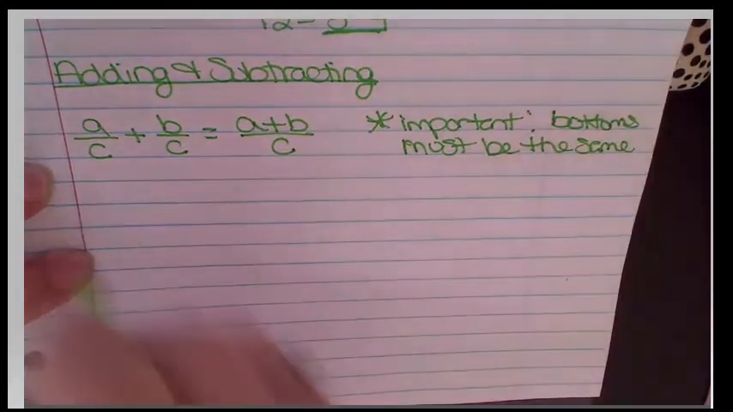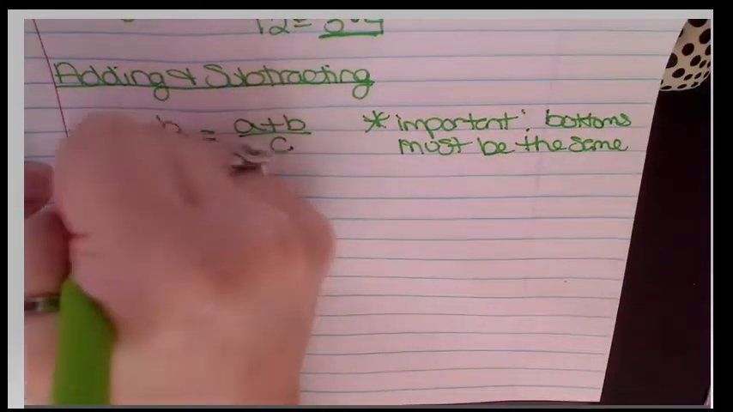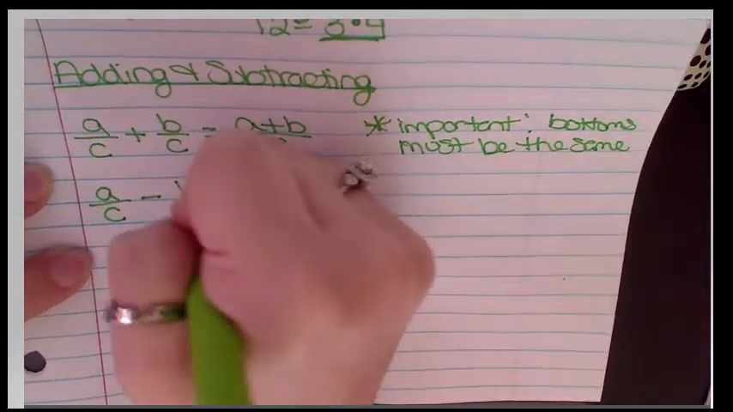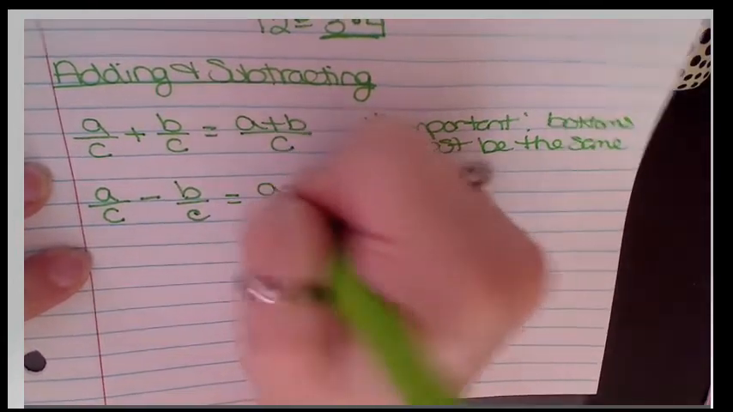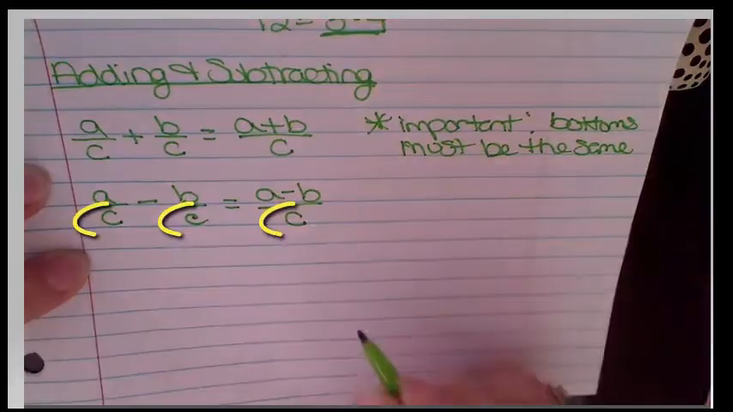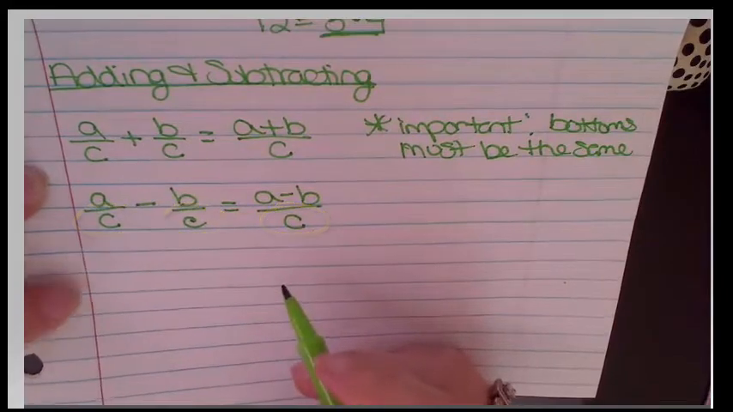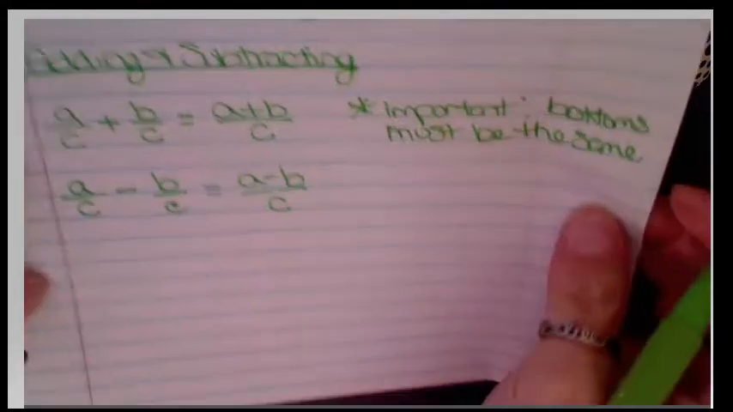Okay, so likewise, if you have A over C minus B over C, we're going to get A minus B over C. Again, the bottoms have to be the same. So, let's do an example.